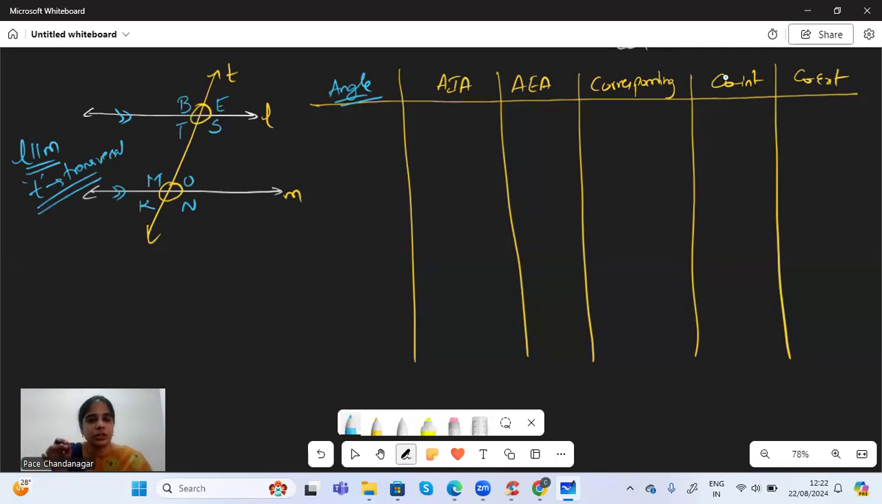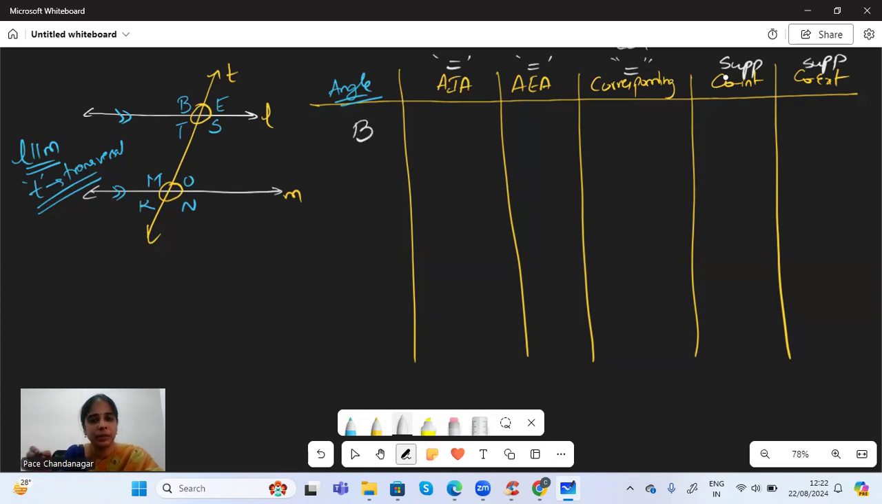Now for each and every angle, I want you to tell me its alternate interior, alternate exterior, corresponding, co-interior and co-exterior angle. Alternate interior angles are equal if the lines are parallel, alternate exterior angles are also equal, and corresponding angles are also equal. Co-interior and co-exterior angles are supplementary, which means they add up to 180 degrees. Is that clear?